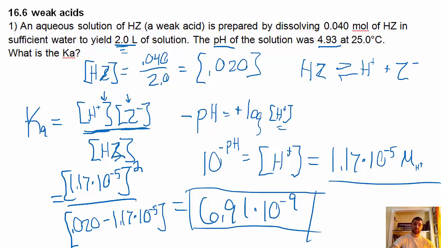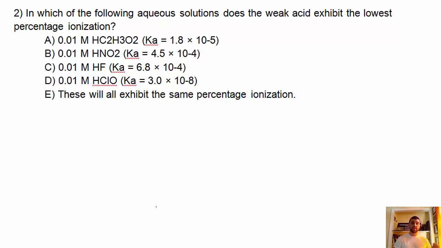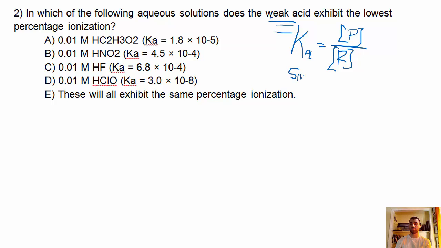Number 2. In which of the following aqueous solutions does the weak acid exhibit the lowest percent ionization? We can figure this out indirectly. Lowest percent ionization: we remember Ka is essentially the products over the reactants. If we're talking about the weakest acid, the one that ionizes the least, we want the smallest Ka. We have 10 to the minus 5, minus 4, minus 4, minus 8, so we can quickly eliminate the bigger ones.